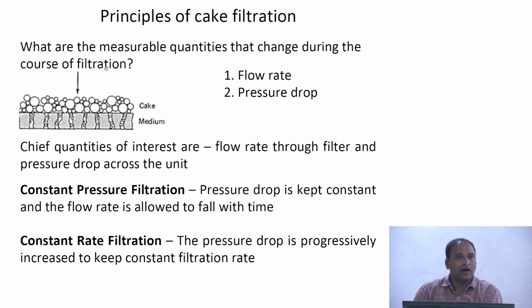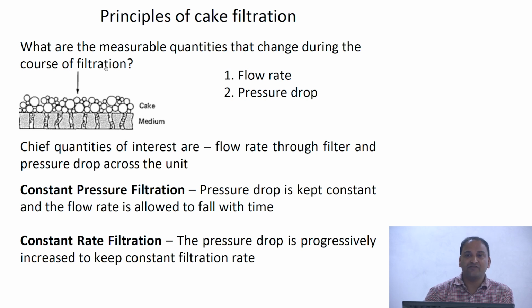Now, if you want to maintain a constant rate of filtration, what you do is start playing with the pressure drop. Because your objective is to maintain the constant rate of filtration, you go on increasing the pressure drop during the process, so that the filtrate continues to come at the constant rate, but at the expense of progressively increasing the pressure drop across the filter medium. That's what is called constant rate filtration.